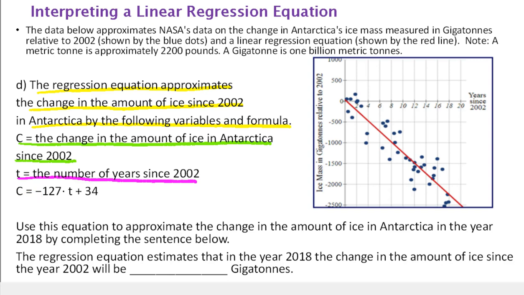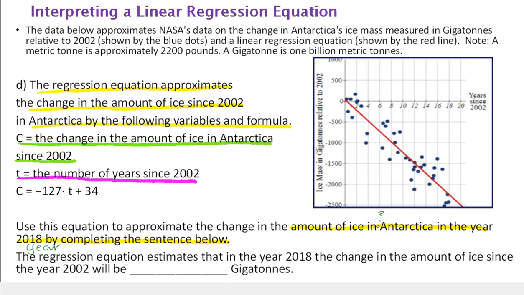So let's continue to read. Use this equation to approximate the change in the amount of ice in Antarctica in the year 2018 by completing the sentence below. Okay, so notice we are given a year. So we're given a time value. Well, actually, let's call this a year. We're going to have to convert it to a t value. And we're asked to approximate the change in the amount of Antarctica's ice. So this is what we need to find.